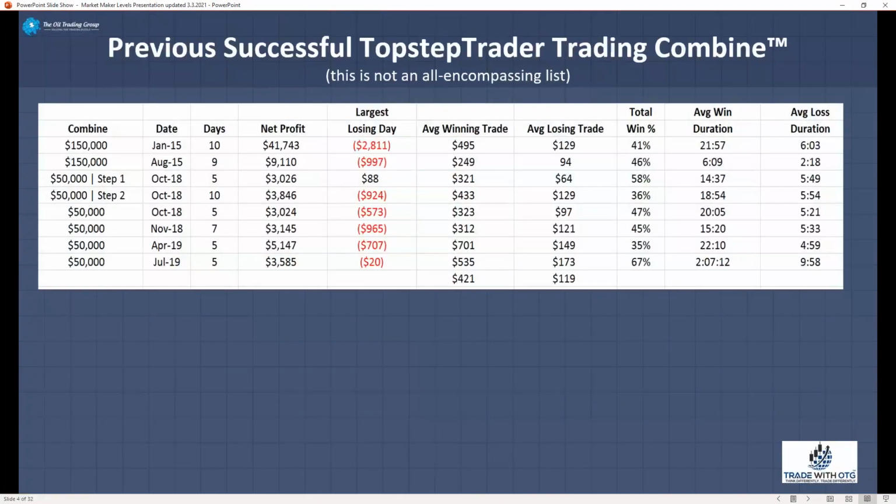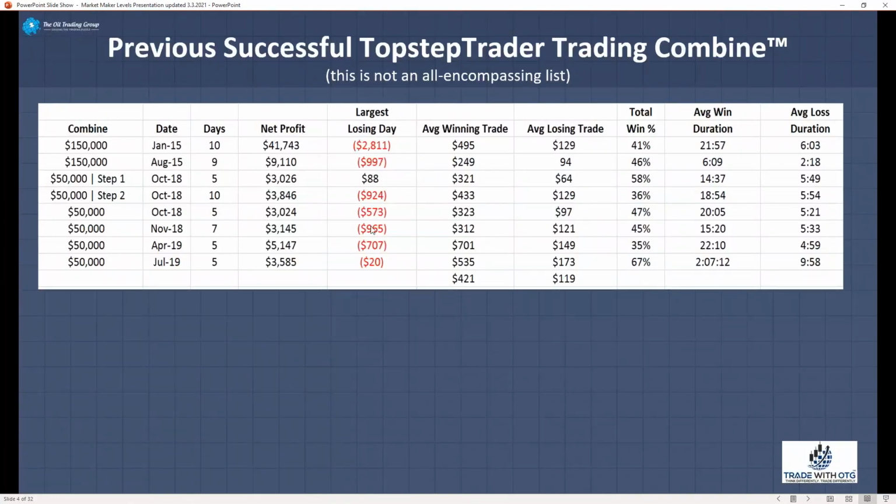Now, I've also gone through that Top Step Trader Trading Combine and others over the years, and this is not an all-encompassing list, but there are a few things that I want to show you on this list that pertain to the levels that I'm going to show you here today. If you go back into January of 2015 all the way up until July of 2019, which is where we ended this year, you're going to see a couple of things that stick out.